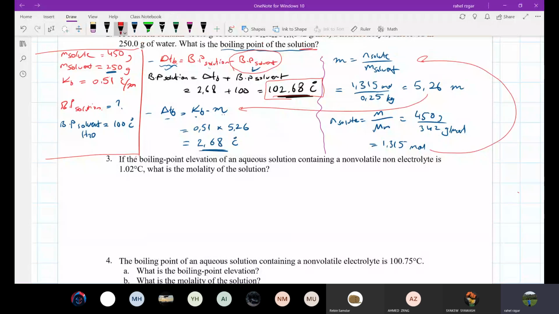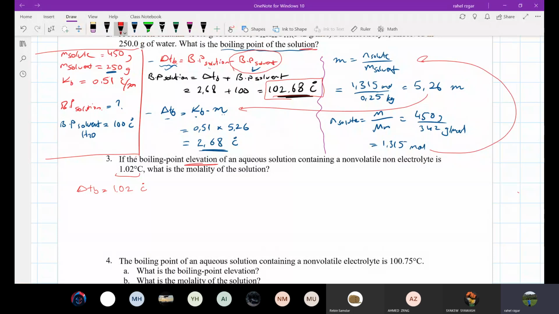The next question is very easy, just like delta TF. It is the same as the one with delta TF. So delta TB is given. This is delta TB because it says the boiling point elevation of an aqueous solution is 1.02. So delta TB is 1.02 Celsius.